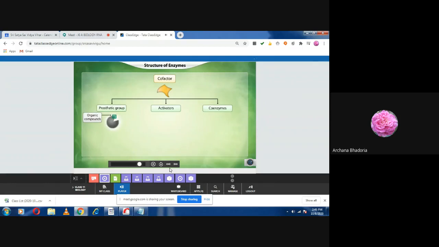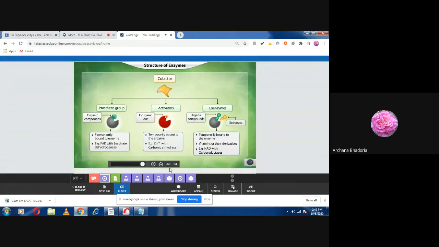Prosthetic groups are organic compounds permanently bound to the enzyme. Activators are inorganic ions that bind temporarily to the enzyme. Coenzymes are organic compounds that bind temporarily to enzymes. They are either vitamins or their derivatives. Thiamine pyrophosphate, NAD, NADP, and coenzyme A are some examples.